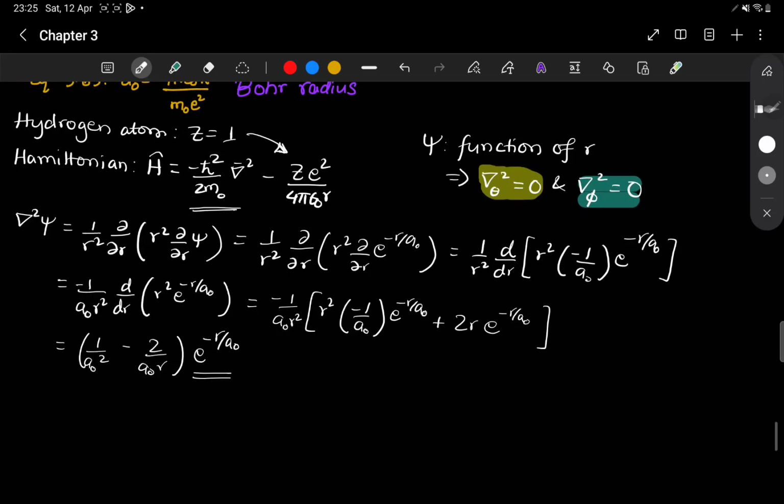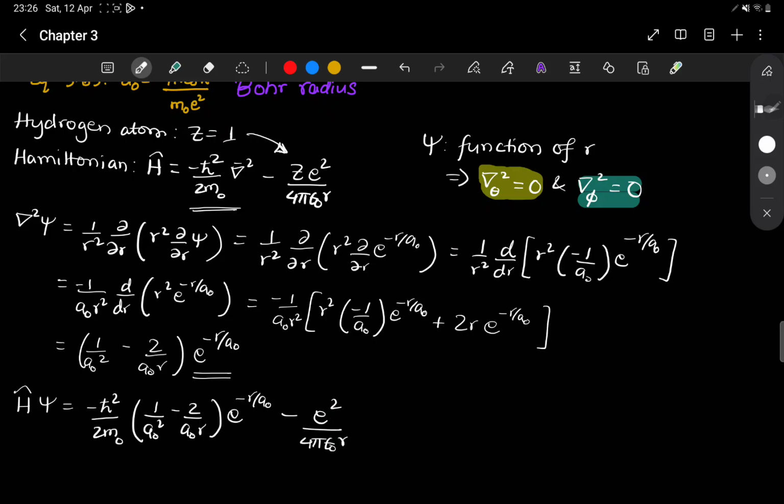So now let us look at the Hamiltonian H psi. Del squared psi, so this is grad psi we just evaluated. Again, we will not write the constant term, it's just a constant which is common to all the terms.